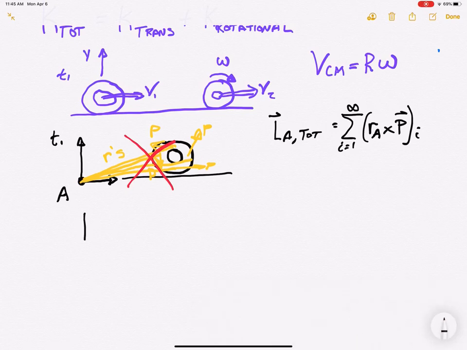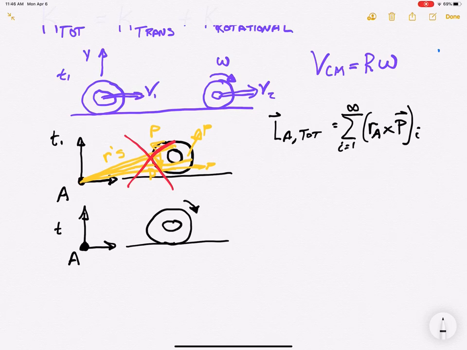Great. So at time t equal 1, we have my axis set up, and choose the same point to measure r from, and then we've got, smart this time, the wheel rolling. So wheel rolling, and a velocity of the center of mass.